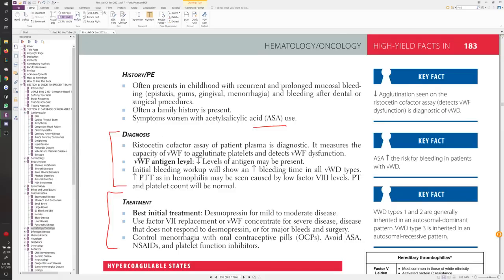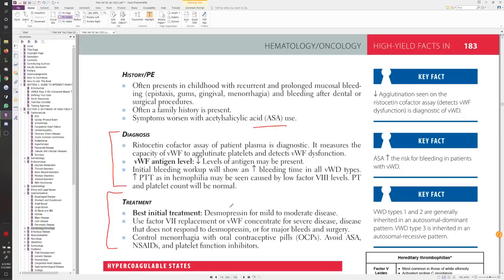Von Willebrand factor antigen level. Right? Decreased levels of antigen may be present. And initial bleeding workup will show an increased bleeding time in all the von Willebrand types, 1, 2, or 3. Elevated PTT, as in hemophilia, may be seen because of the lack of factor 8. PT and platelet count will be normal.